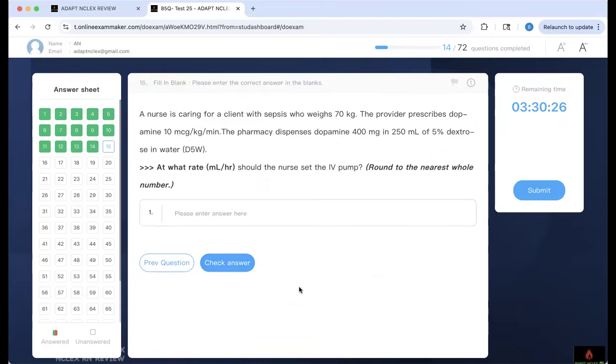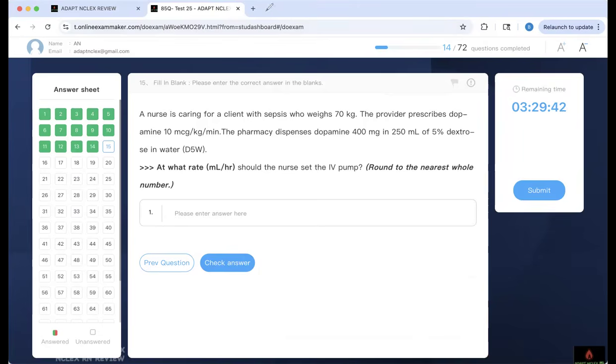Number 15, dose calculation. If you need help, check the Adaptation class. But these questions, if you know how to answer them, you get the point. It's a pharmacology question and you go away. A nurse is caring for a client with sepsis, and they weigh 70 kilos. The provider prescribed 10 microgram per kilo per minute of dopamine. The pharmacy dispensed dopamine 400 milligram in 250 ml of 5% dextrose. At what rate, ml per hour, should the nurse set the pump? You have to calculate and put your answer.